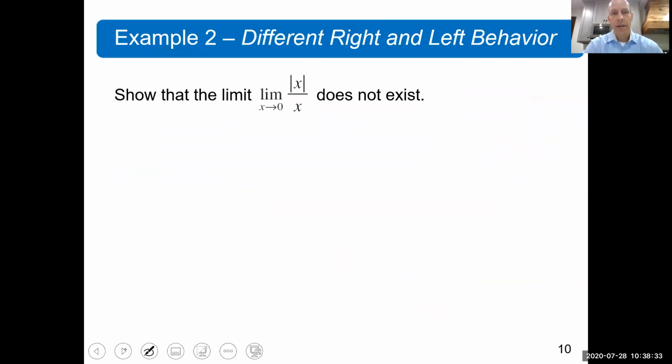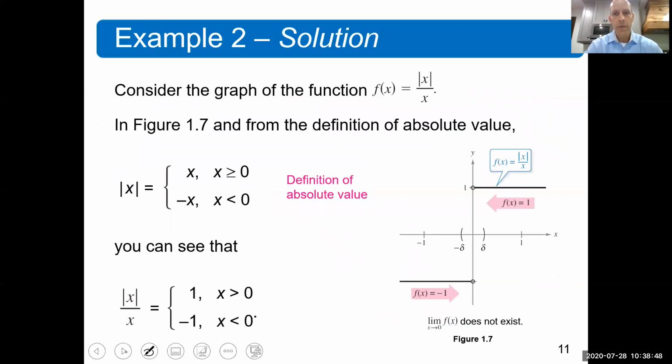So we want to show that the limit as x goes to 0 of the absolute value of x over x does not exist. Now, as you can see, this function here is a little bit more complicated than the easy ones I did in the first couple of examples, but we're going to break it down into something a little bit more simple. So this function, we'll call it f of x, absolute value of x over x. Well, first of all, let's talk about what our definition of absolute value is, and you may or may not know that, so I'm explaining it to you now.